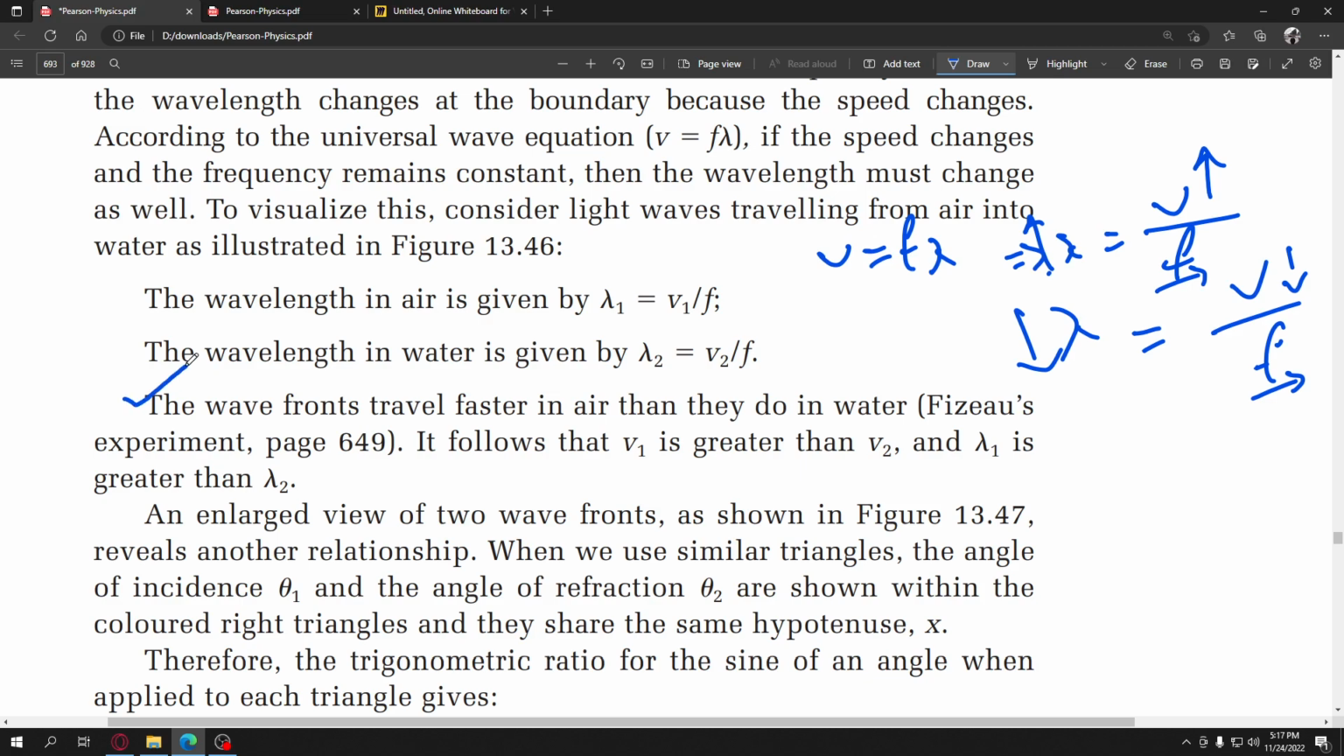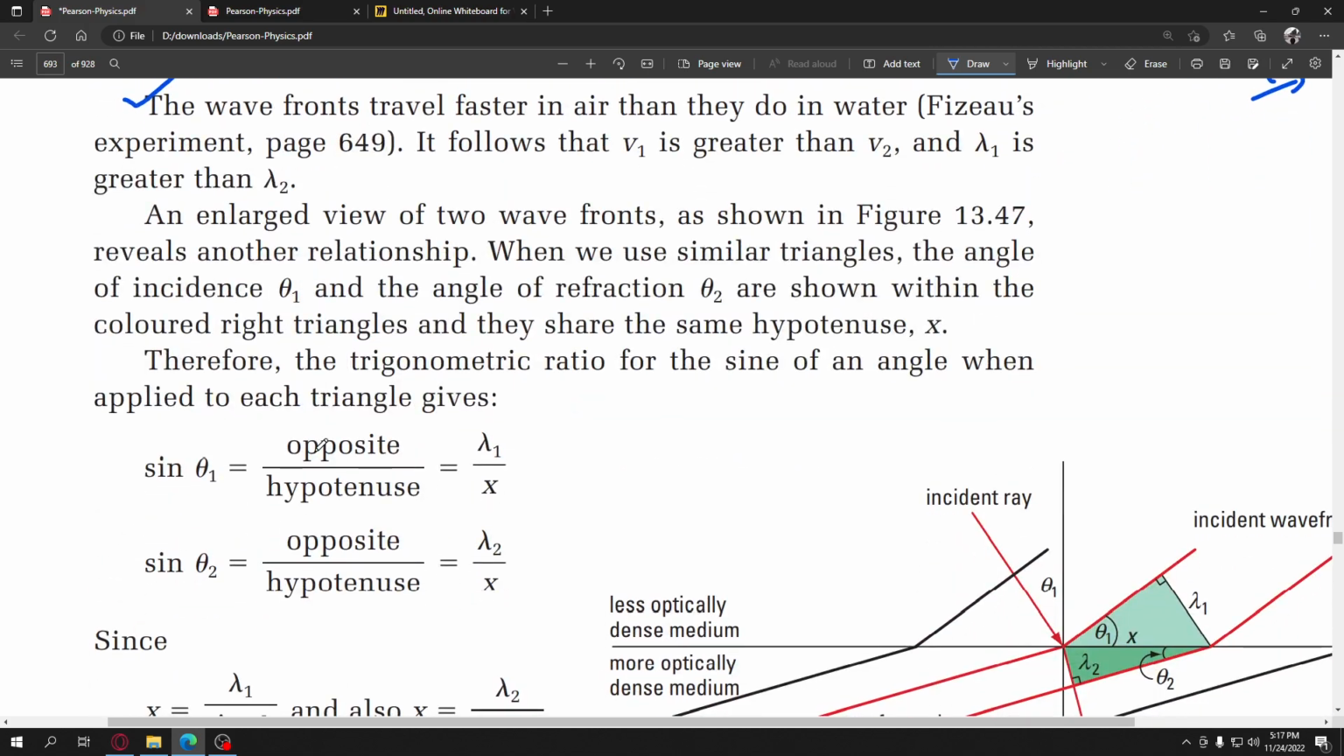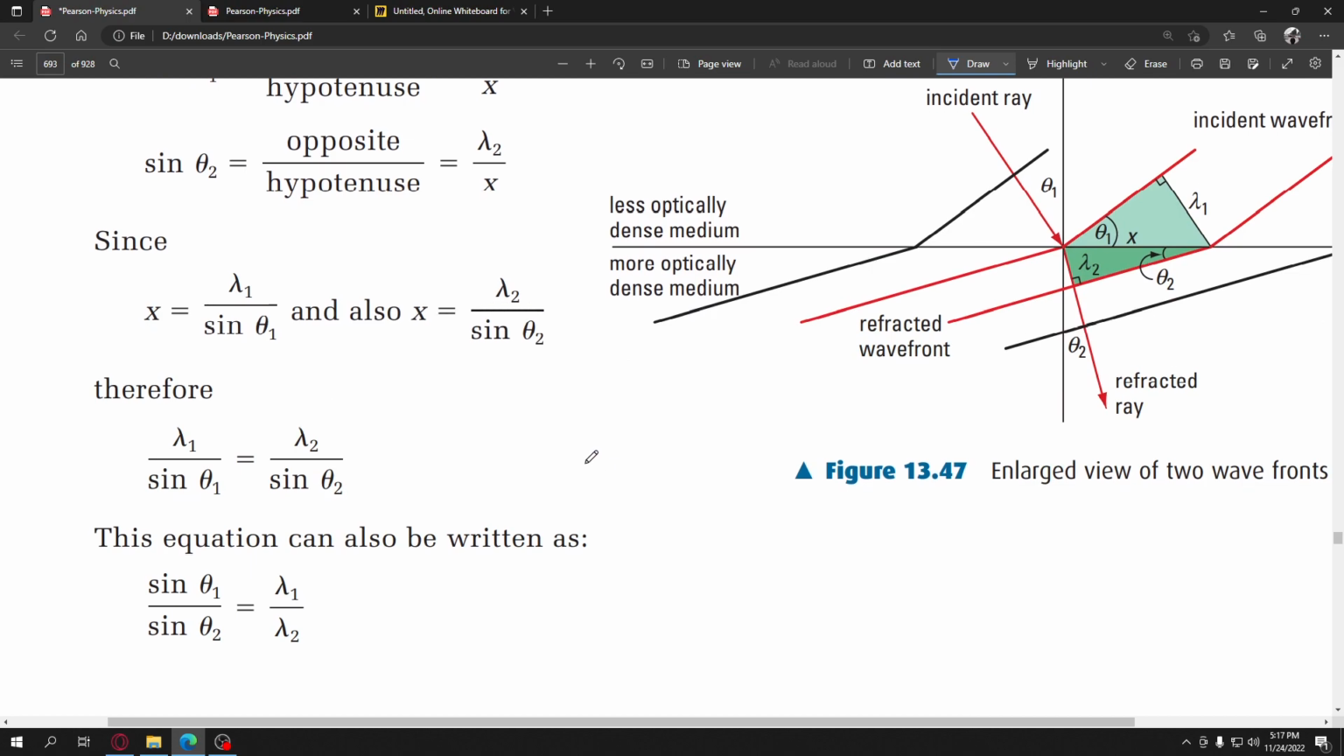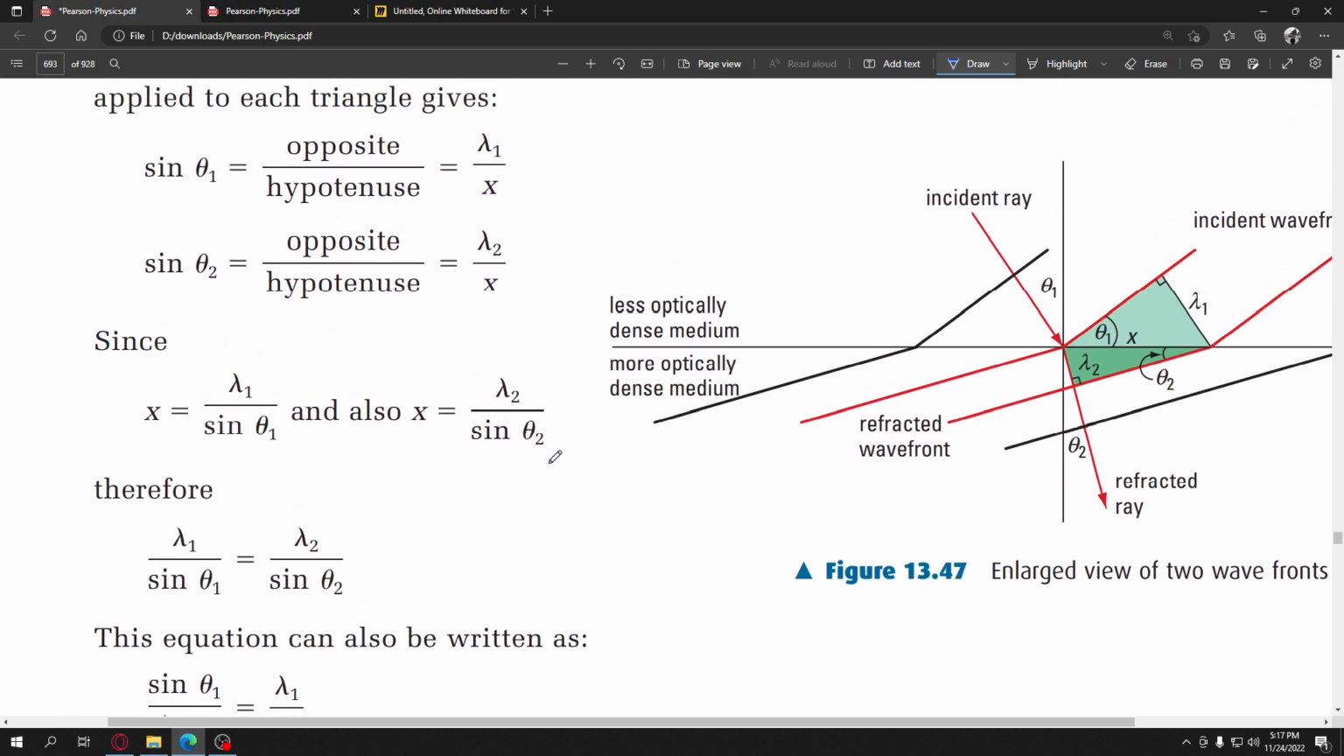So here is what I just said. The wavefronts travel faster in air than they do in water. It follows that v1 is greater than v2 and lambda 1 is greater than lambda 2. Okay. You may get some calculations from this. So here's how you do those calculations.